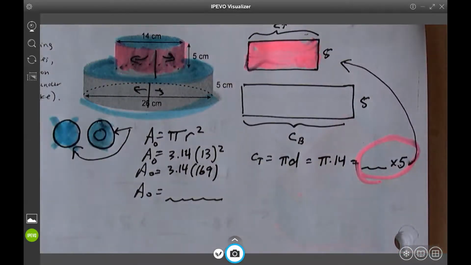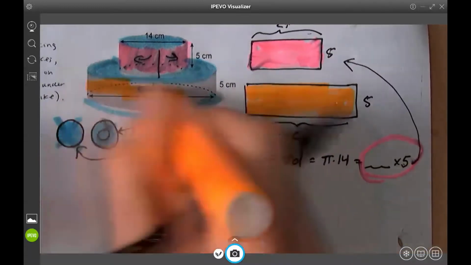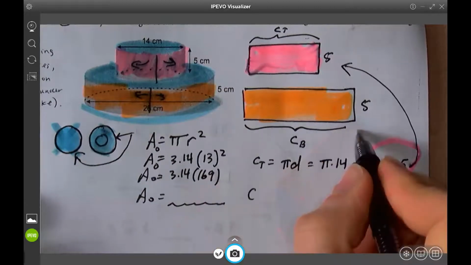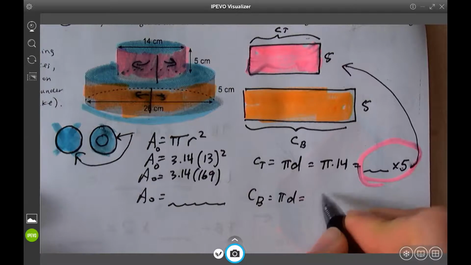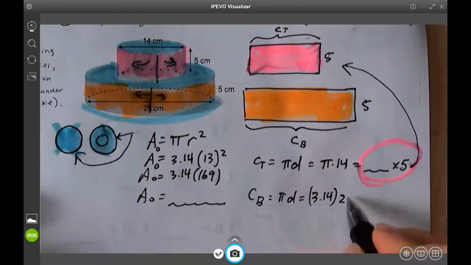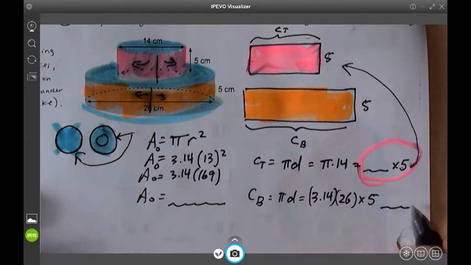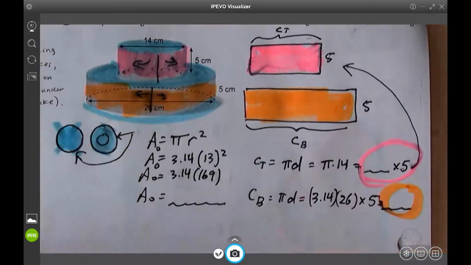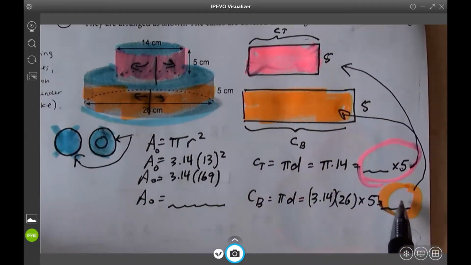Now to get this, let's call this orange. You need to find the circumference, or this distance all the way around, which is pi d. So 3.14 times what's d? 26. You're going to get a number, multiply that number by 5, and that is going to be your orange area.